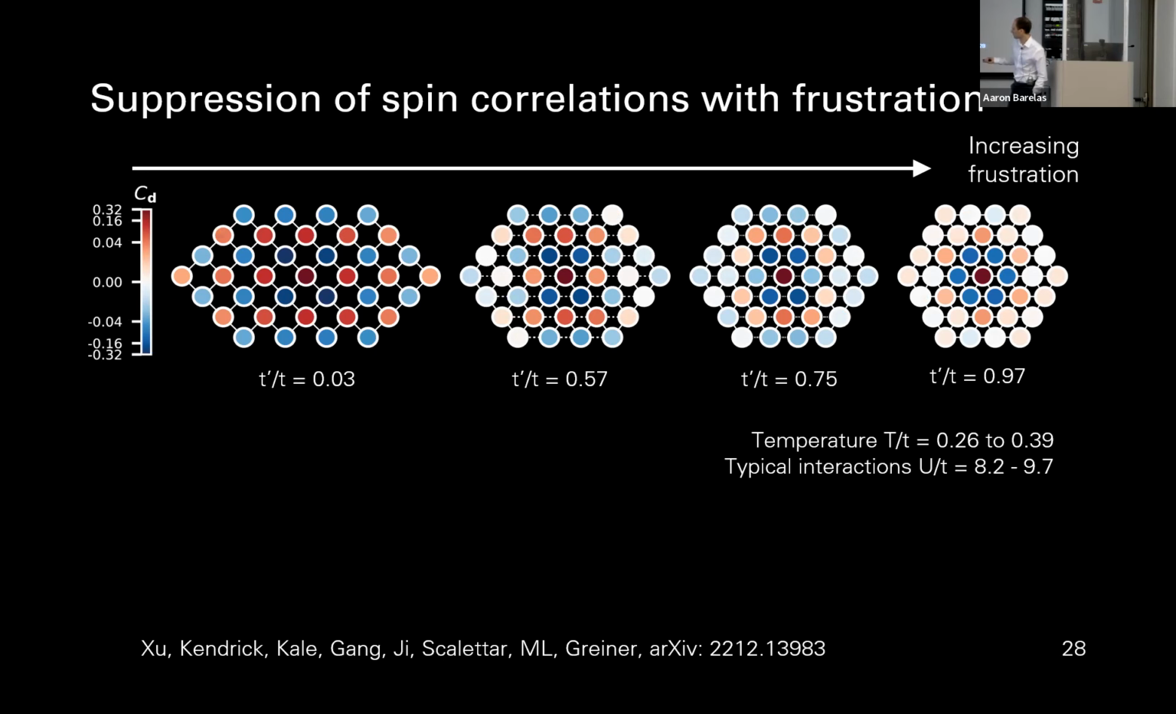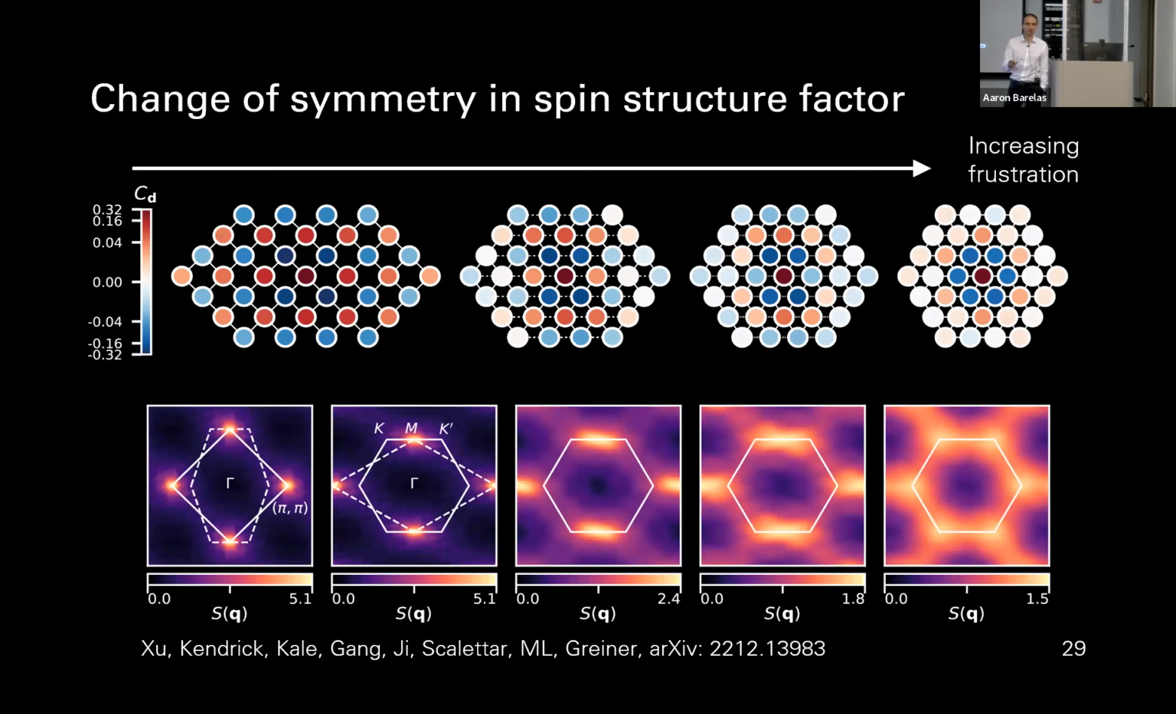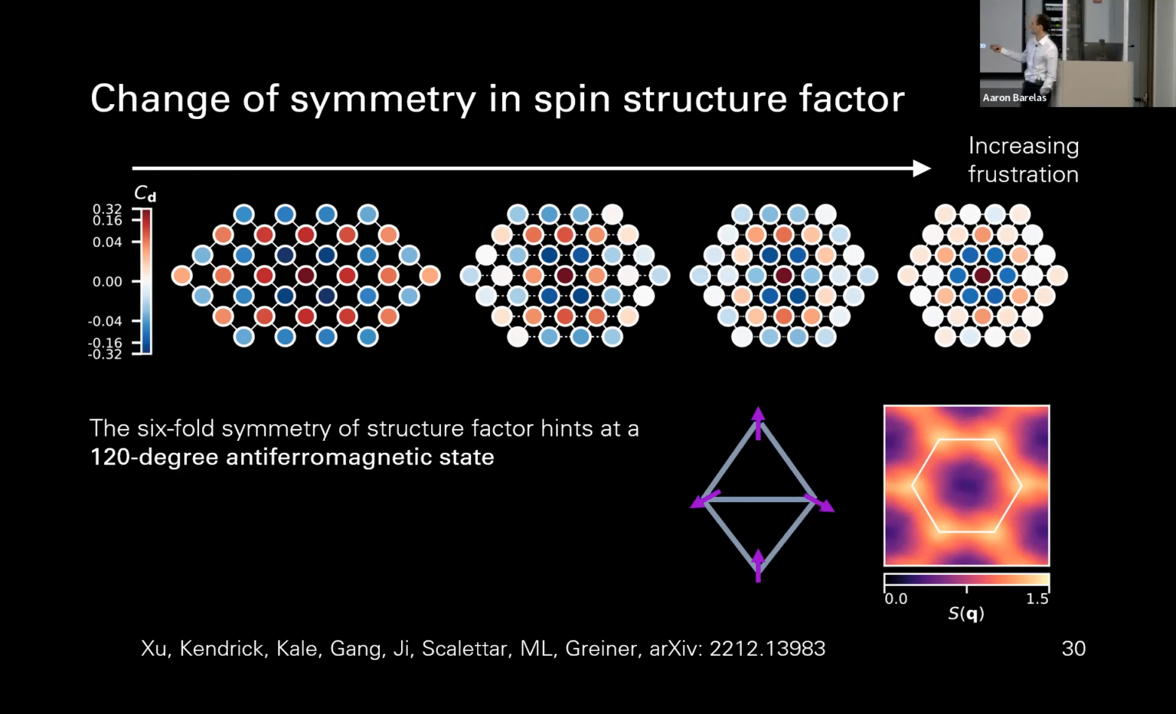And what you can also do, and that's maybe an observable which is more meaningful for condensed matter experimentalists and theorists, is to take the Fourier transform of these real space correlations to plot the spin structure factor. And you can very neatly see that the symmetry of the spin structure factor is changing from a square geometry, peaking at the edges of this square Brillouin zone. And as you increase frustration, you see how this geometry stretches into a hexagonal kind of geometry. And that hexagonal geometry hints at what is called the 120-degree antiferromagnetic state.